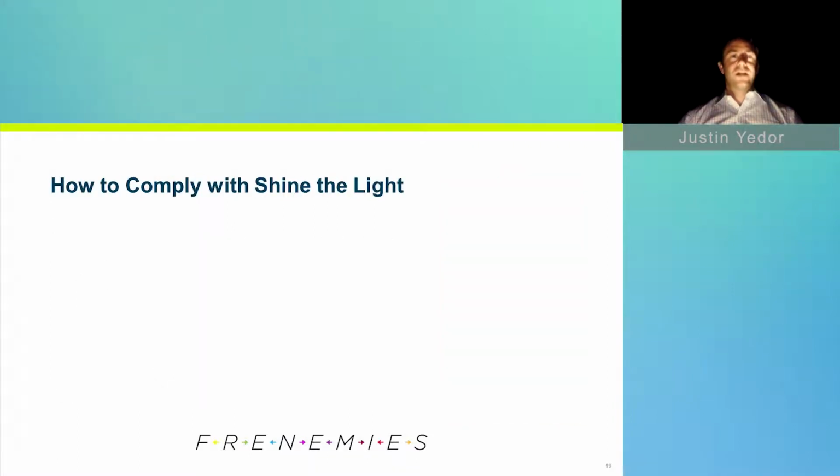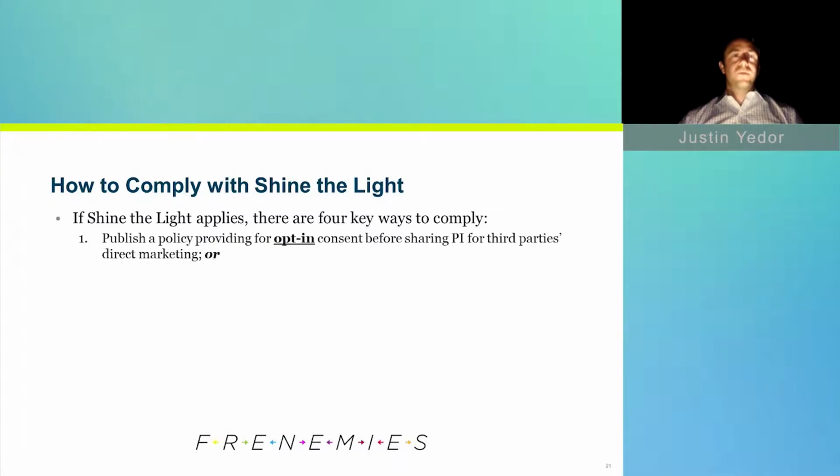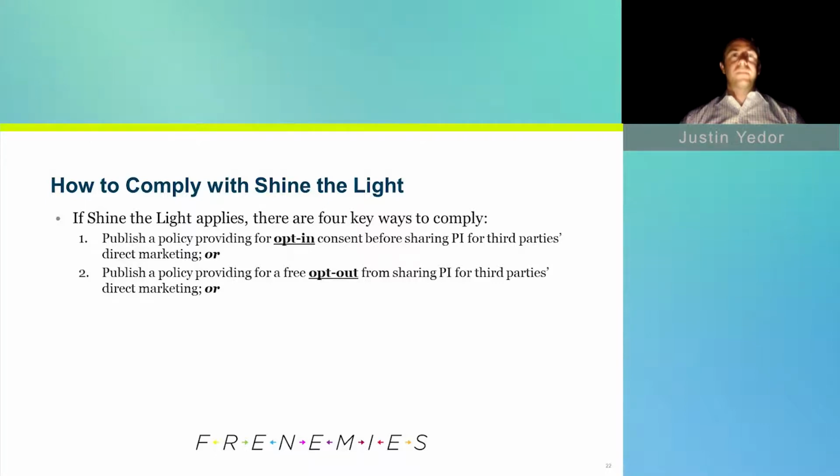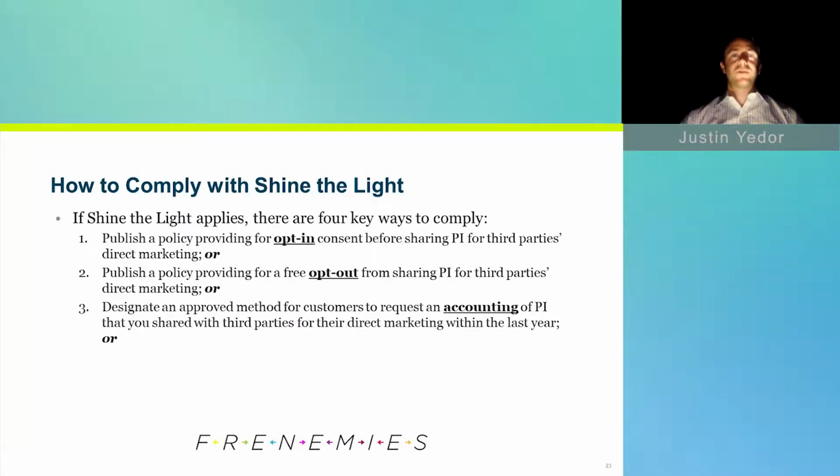How does a business comply with Shine the Light? There are 4 basic ways. First, the business can publish a privacy policy providing for an opt-in consent before sharing personal information for third parties' direct marketing. Or the business could use an opt-out method in which it tells customers how they can opt out of the sharing of personal information. Third, the business could approve a method for customers to request an accounting of personal information. And this accounting has some pretty specific rules under Shine the Light, and it only applies to information within the preceding calendar year. And then last, the business could comply with the Gramm-Leach-Bliley Act's disclosure requirements, supposing those apply.